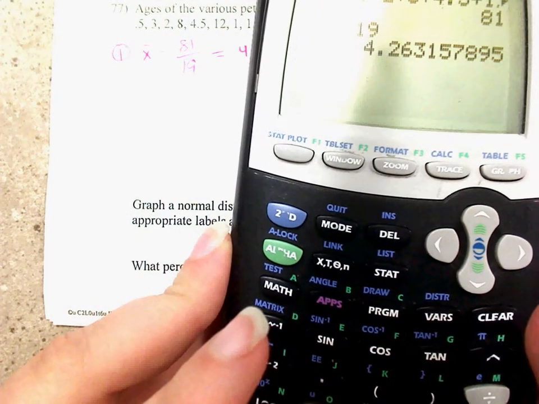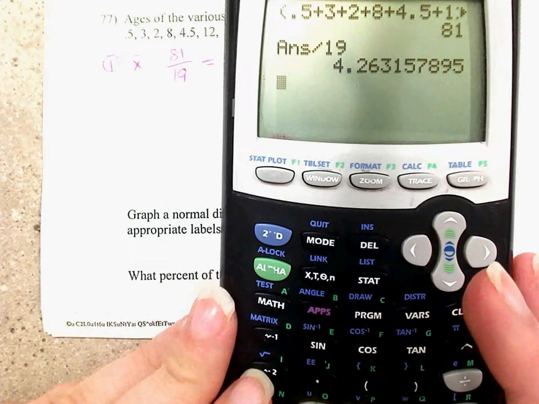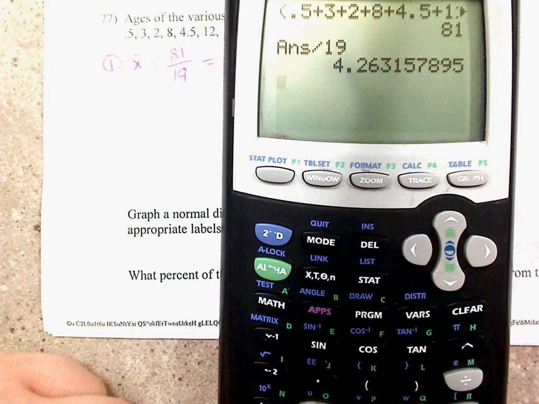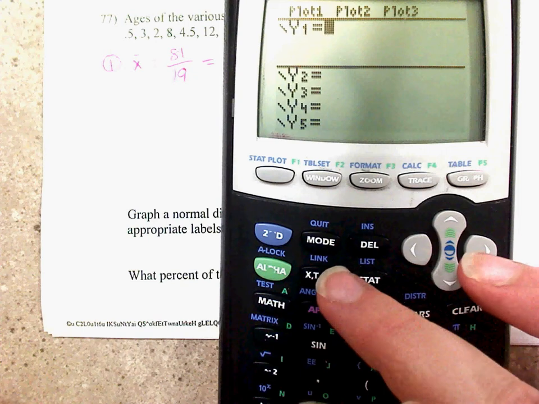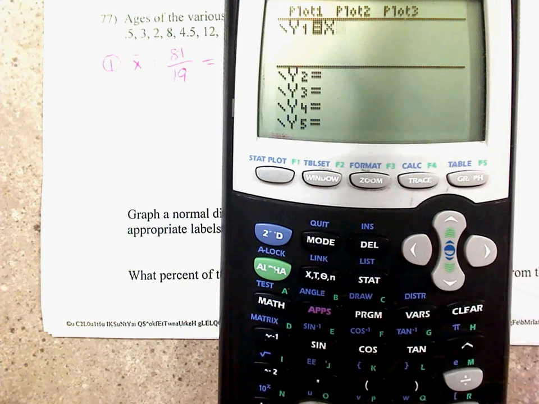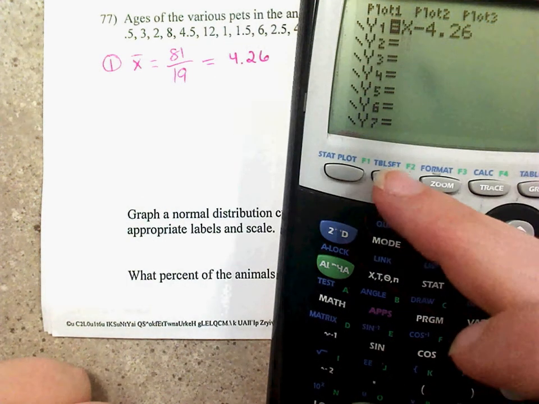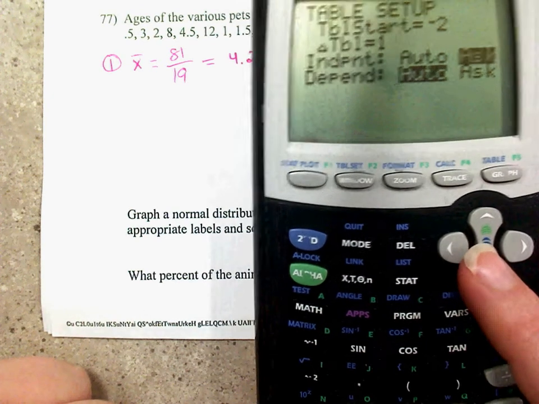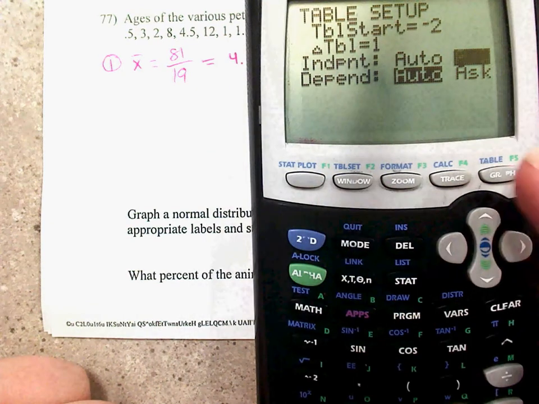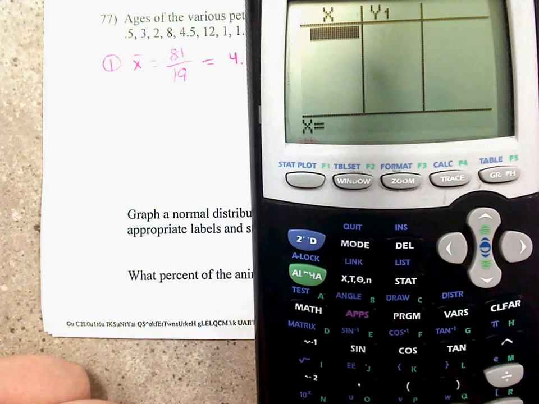We have to find the differences between the mean and the data points. So, guys, what's an easy way to do this? You put x, and then you subtract. X minus 4.26. Yes. Okay, go to second table set. Change that to ask instead of auto. So go to second table set, ask on independent, and then go to your table. Delete anything that's in there, and start entering them in.